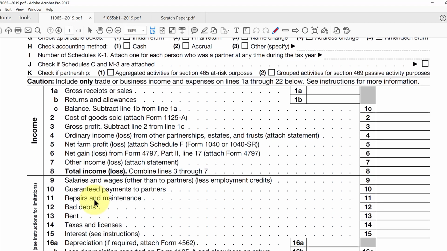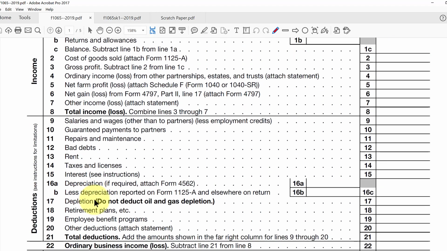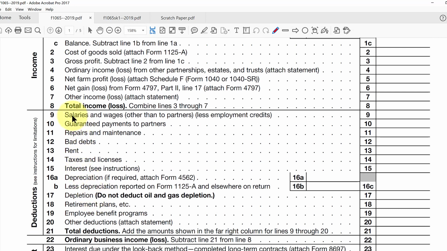And then the partnership's operating expenses. Again, the ones that are calculating all the way down to this ordinary business income or loss, not the separately stated income or separately stated deductions. Let me point out a couple of specific deductions here.